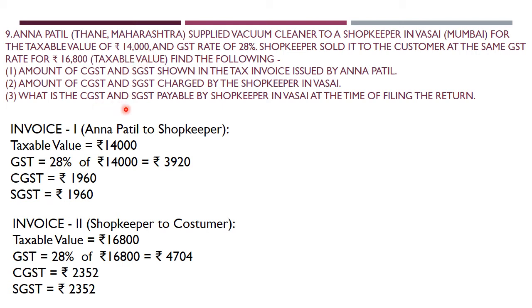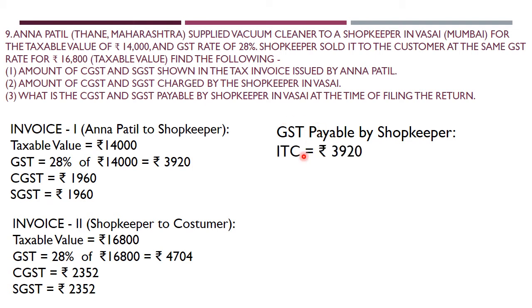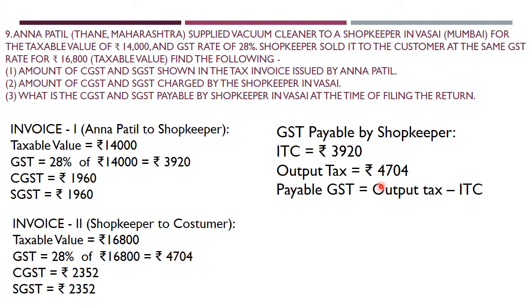Now the third part of the question is, what is the CGST and SGST payable by the shopkeeper in Vasai at the time of filing the returns? So we need to find the GST payable. For that, we are going to discuss output tax and input tax. So GST payable by the shopkeeper will be, first, the input tax credit is rupees 3,920, because this is the amount of tax paid by the shopkeeper while purchasing. That is, while he purchased the goods from Anna Patil, he paid 3,920 as tax. So that was the input tax credit. Now the output tax will be the tax he collected from the customer, which is the tax in invoice 2, that is rupees 4,704. Now GST payable will be the difference between them, that is 4,704 minus 3,920, which is rupees 784. So this is the payable GST.